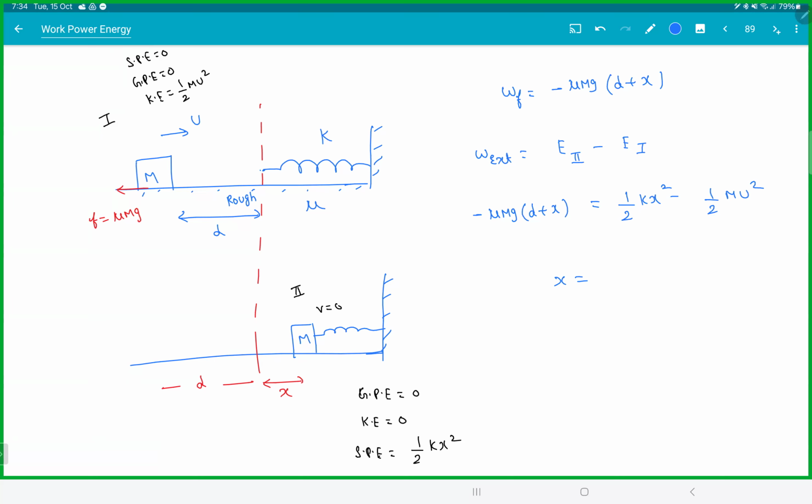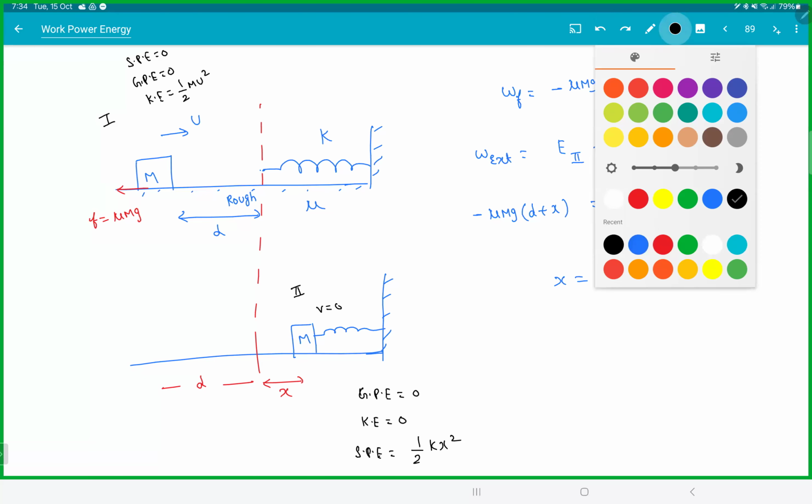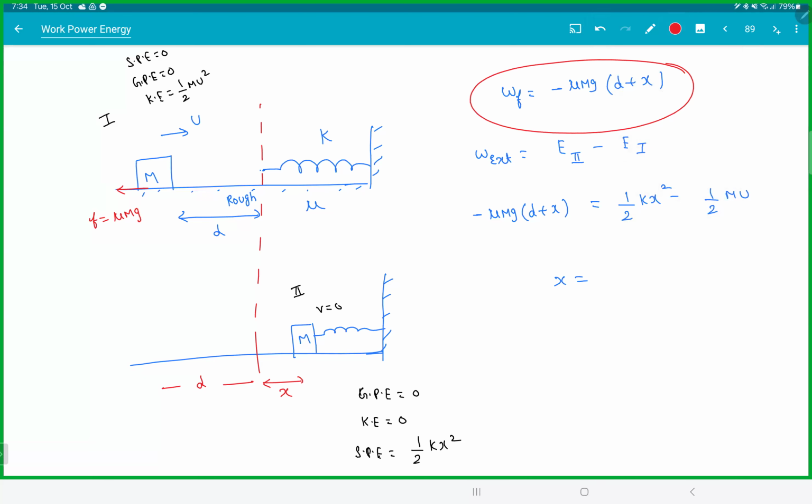Now, a more intuitive way of thinking. I generally don't do it like this in the exam; what I do is this. I know the work done by friction, which I can calculate as mu mg (d plus x). See what I say. Initially, I had half m u square. In that, friction took away this much energy, and the balance went into the spring. So initially I had half m u square, then friction ate some energy, and the balance went into the spring.